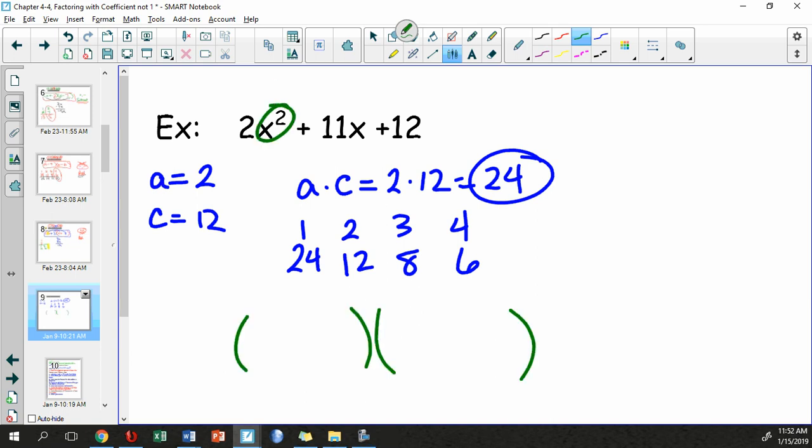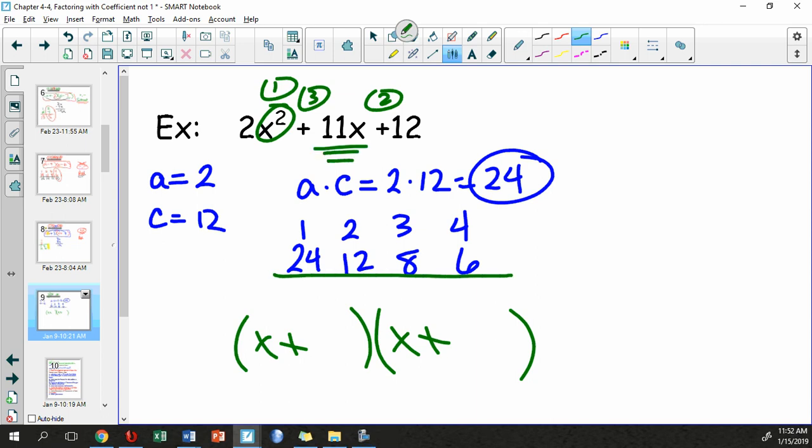How do I break up an x squared? X and x. I need to have a positive outcome, but a positive in the middle, so that's plus and plus. Same exact procedure we've done before. Now, I want you to get my middle term. How do I get 11? Well, we're going to add these: 25, 14, 11, and 10. Which numbers obtain the number 11? Okay, so we're going to take the 3 and the 8, but you're going to divide them both by A.